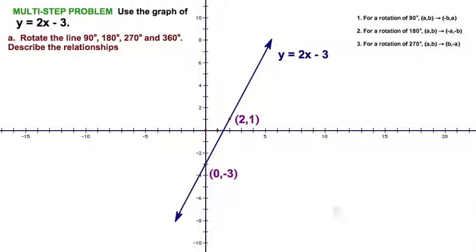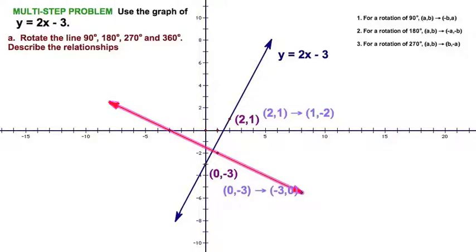How about if I go for my 270? Well, (0, -3) will rotate to (-3, 0). And (2, 1) would rotate to the point (1, -2). (1, -2). And we just connect those points. And let's see. This line.